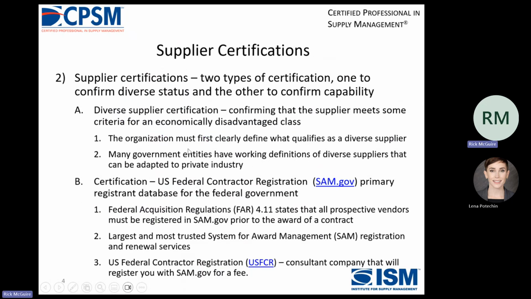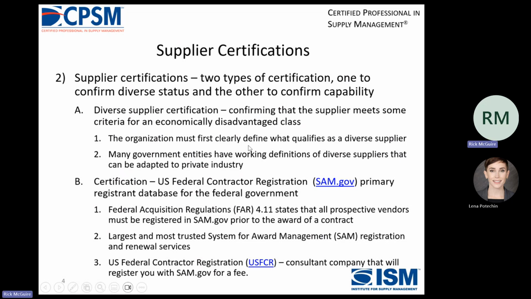Supplier certifications. One, you need two. One to confirm the diverse status of the supplier, and the other would be a normal supplier certification that they're actually capable of providing us parts. The quality does. So the diverse supplier certification confirms that the supplier meets some criteria for the economically disadvantaged class.